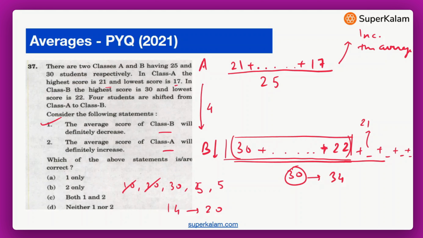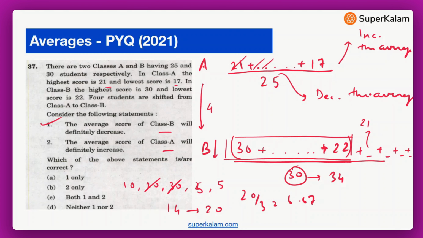Let's say we removed 20 and 30, we remove the largest ones here. Then what will happen to the average? It will become 20 by 3, which is 6.67. It has decreased from 14 to 6.67. So if you remove the higher scores and give them to B, if we shift the students who have scored the higher scores, like 21, like 20, like 18, in that scenario it will decrease the average.